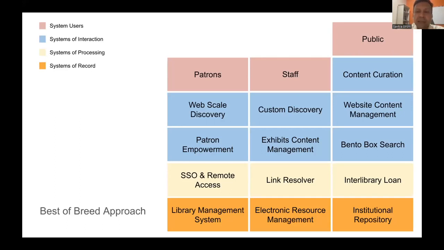And there are a lot of discovery type of boxes here, right? There's web scale discovery, custom discovery, bento box search. All these are different ways of searching for and discovering content. And the idea here is that some people may prefer a certain way of searching, some people may prefer another way, and we wanted to give more options to our members so that people had choice, and they could try out different ways of finding information, whatever worked for them.